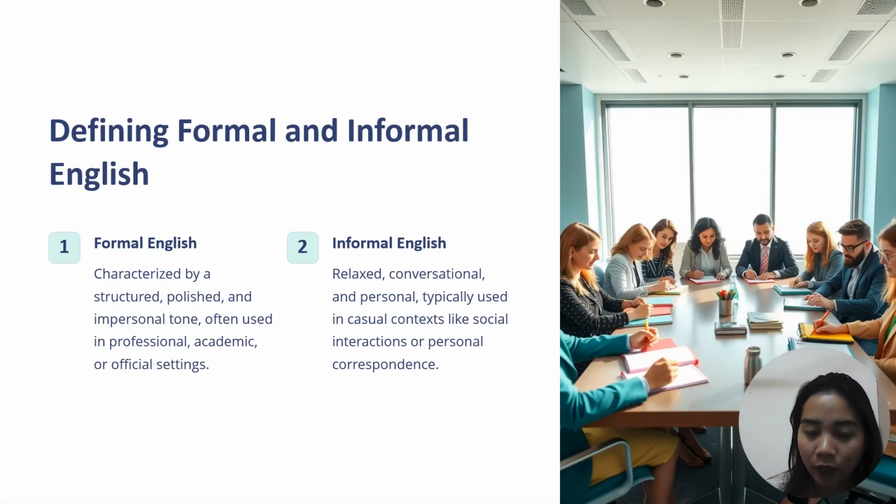Defining formal and informal English. Formal English is characterized by structure, polish, and an impersonal tone, often used in professional, academic, or official settings. As we all know, if we attend a meeting and want to ask questions, we have to ask professionally. Our language should be formal, not informal. We can't use slang words.